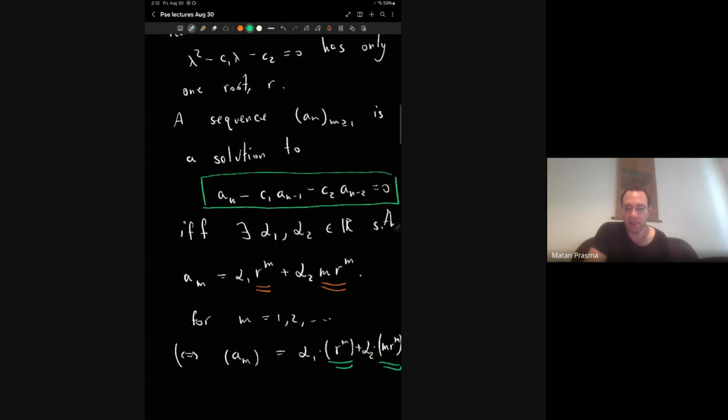And I suggest that you just read about the proof of the lemma in the notes. It's like a very easy high school level algebra manipulation. Okay.